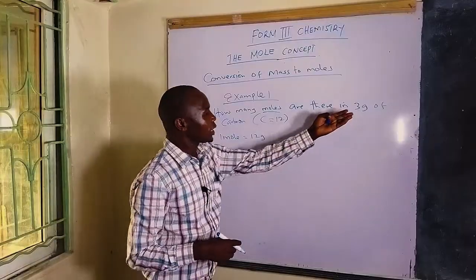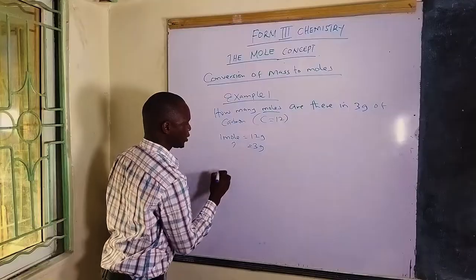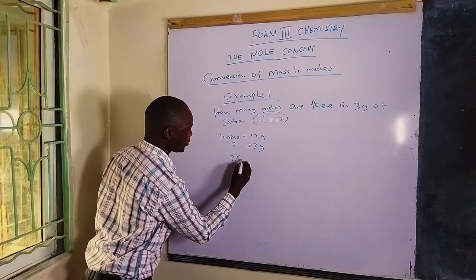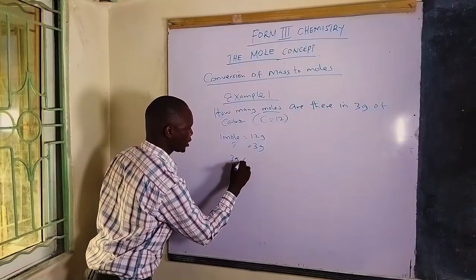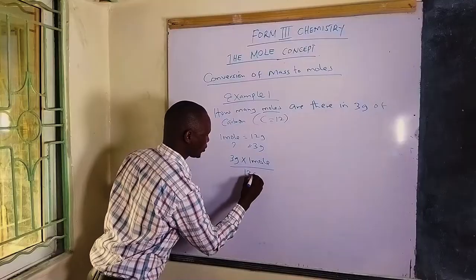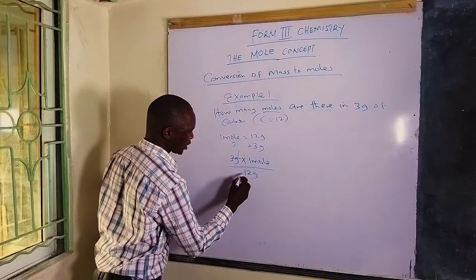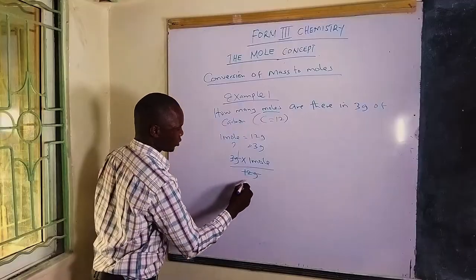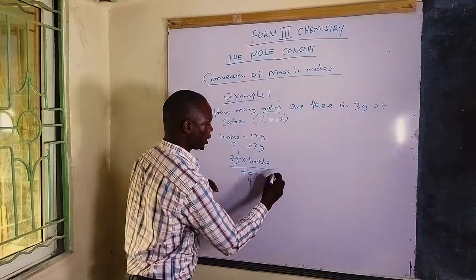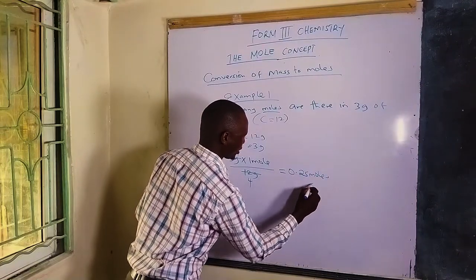So 3 grams will be equal to how many moles? We cross multiply: 3 grams times 1 mole, divided by 12 grams. Grams and grams cancel. 3 goes into itself once and into 12 four times. That means we have a quarter, which translates to 0.25 moles.